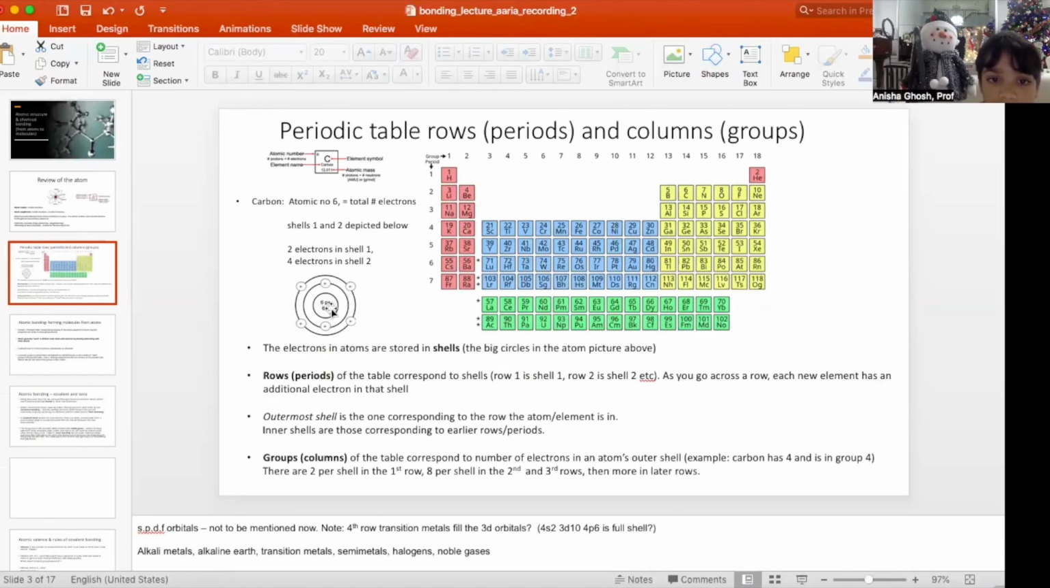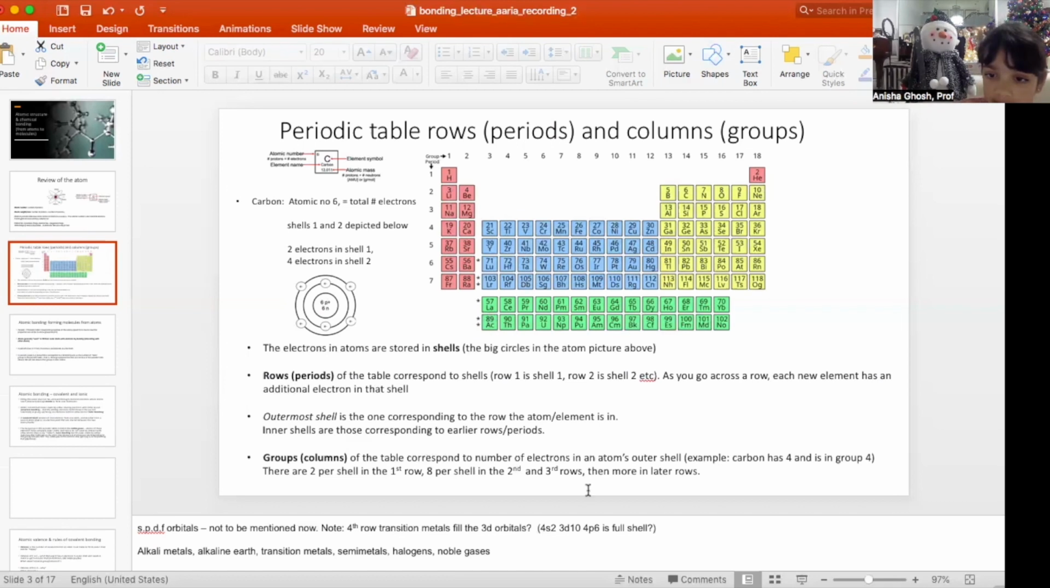As you can see, it says 6 protons and 6 neutrons, very tiny over there. That makes the nucleus. Carbon is in period 2, so it therefore has 2 shells. The electrons in atoms are stored in shells, since I already told you about that.